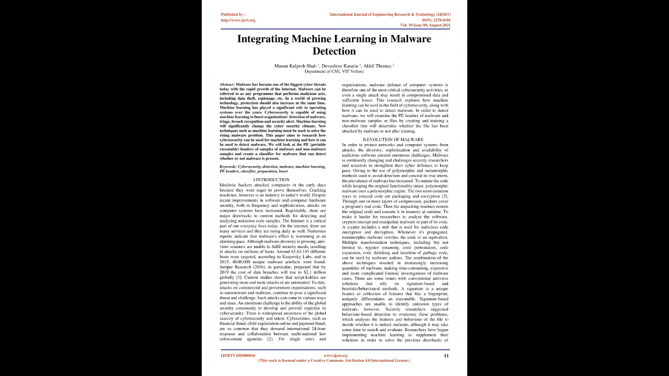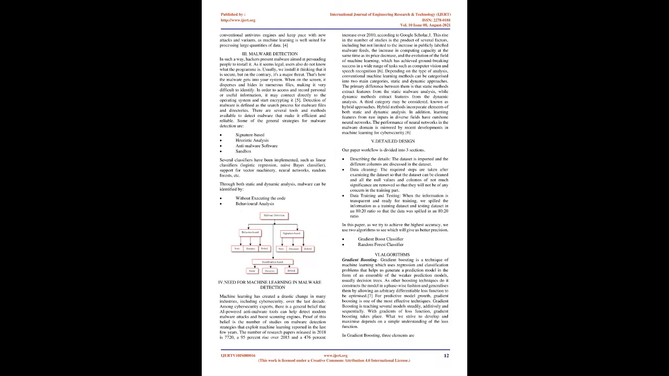For single users and organizations, malware defense of computer systems is therefore one of the most critical cybersecurity activities, as even a single attack may result in compromised data and sufficient losses. This research explores how machine learning can be used in the field of cybersecurity, along with how it can be used to detect malware. In order to detect malware, we will examine the PE headers of malware and non-malware samples or files by creating and training a classifier that will determine whether the file has been attacked by malware or not after training. Evolution of malware.